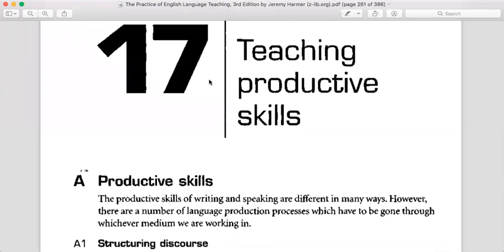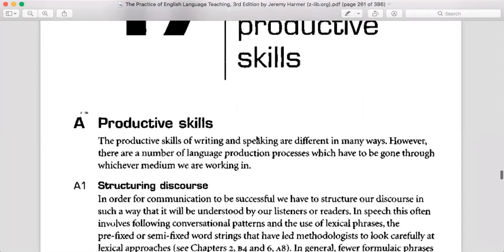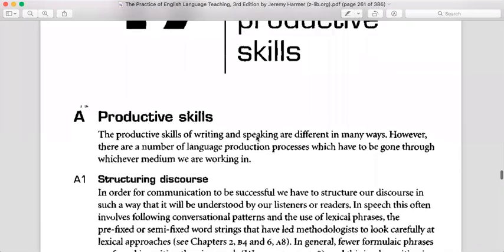These are the output skills through which you produce the language, either through speaking or through writing, both. What we are going to learn in this chapter and this section is how you can teach these 2 productive skills, and what aspects of language you need to teach to the students.